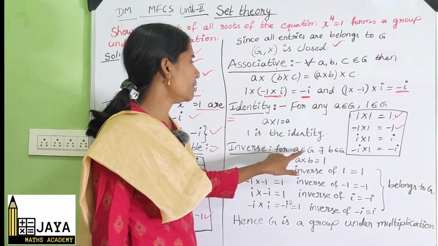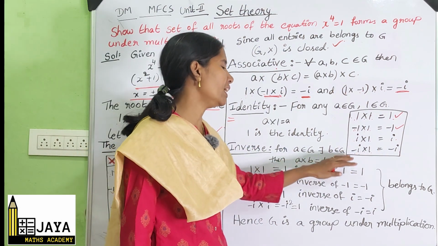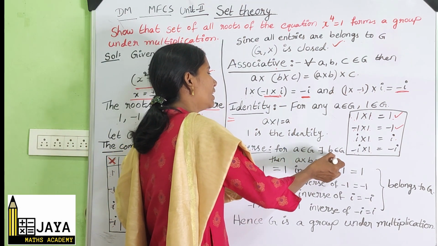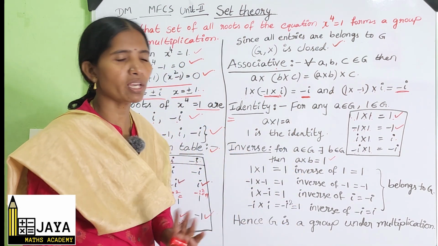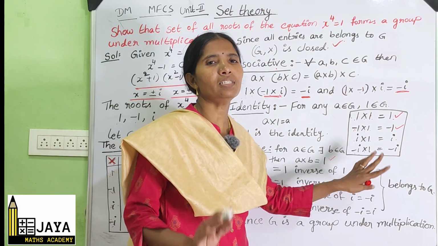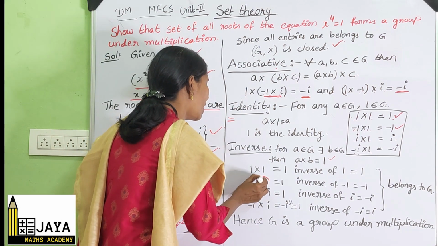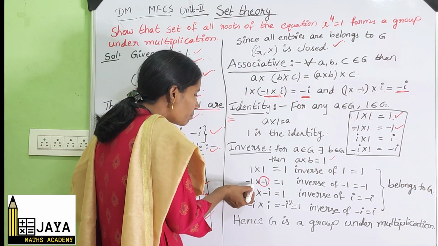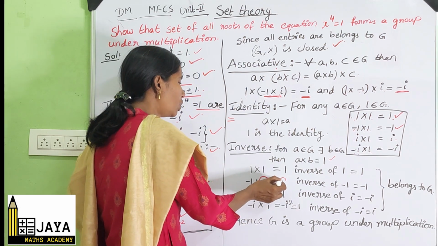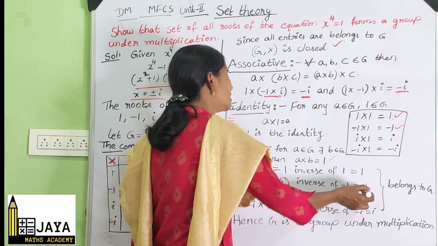Next, inverse. For a belongs to G, there exists b belongs to G such that a into b is equal to 1. Then what is the b value for all the elements? 1 into 1 is equal to 1, so the inverse of 1 is 1 only. Minus 1 into minus 1 is 1, so minus 1 is the inverse of minus 1, because then only the identity element will come.